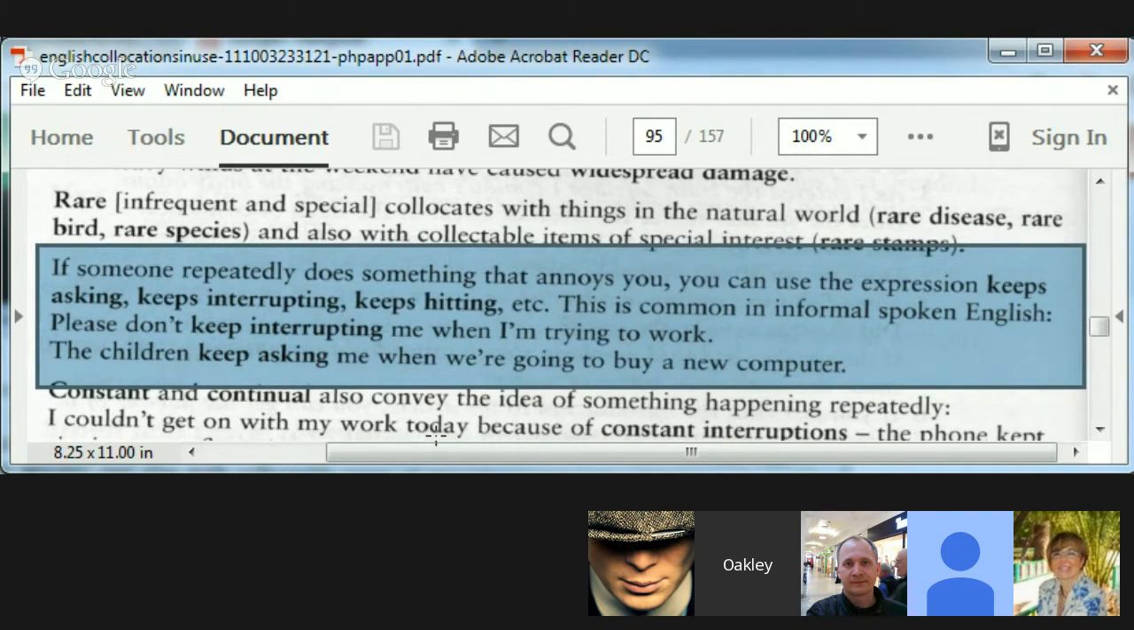If someone repeatedly does something that annoys you, you can use the expression keeps asking, keeps interrupting, keeps hitting, etc. This is common in informal spoken English. Please don't keep interrupting me when I'm trying to work. The children keep asking me when we are going to buy a new computer.